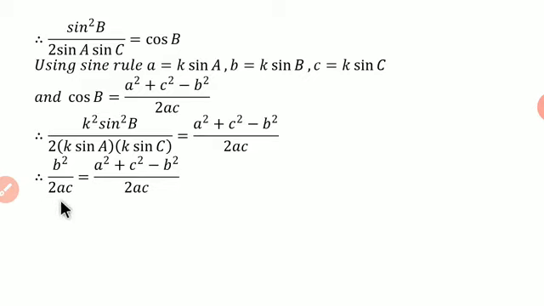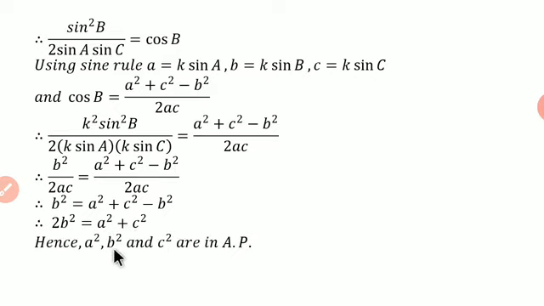Now we observe that the fractions on both sides are equal and their denominators are the same, so their numerators are also the same. Therefore we get b square is equal to a square plus c square minus b square. Taking this b square to the LHS, we get 2b square is equal to a square plus c square. Since 2b square is equal to a square plus c square, a square, b square and c square are in AP.